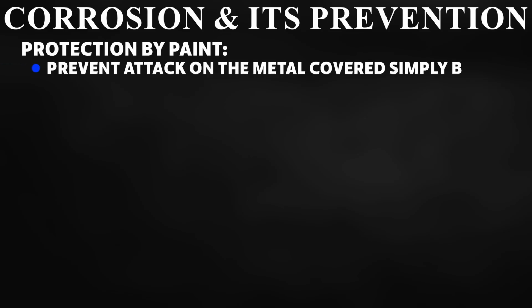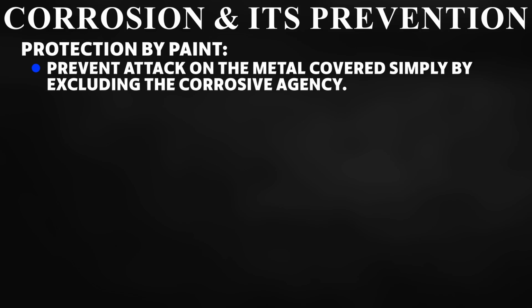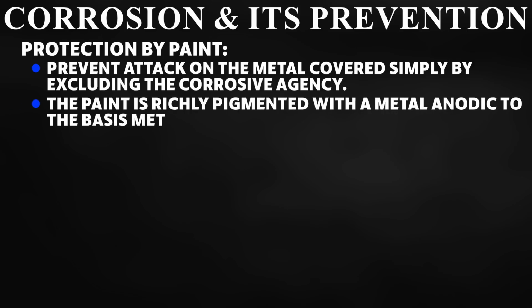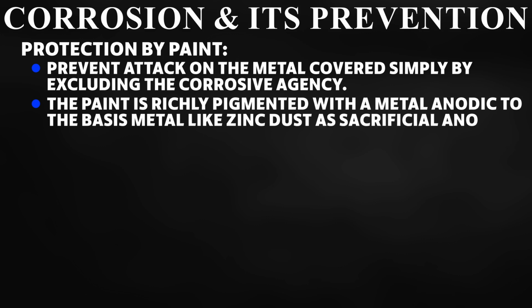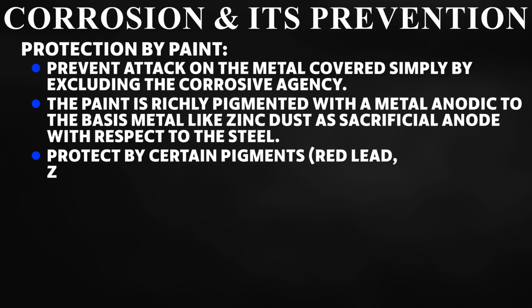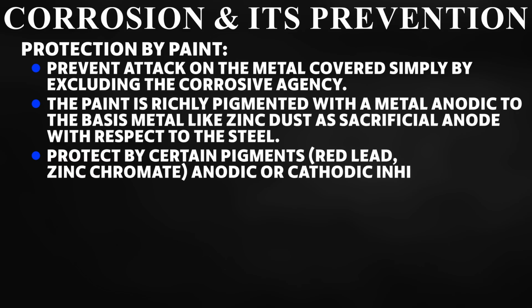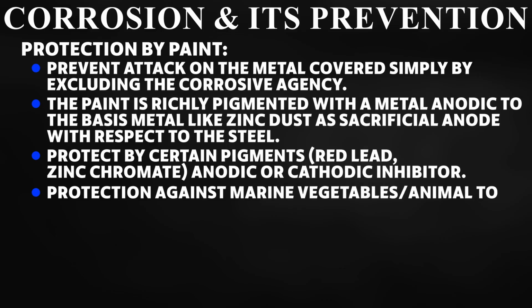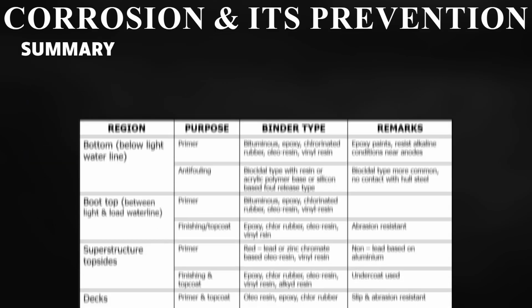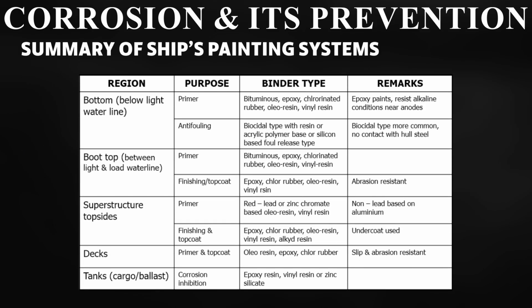Protection by paint prevents attack on the metal covered simply by excluding the corrosive agency. The paint is richly pigmented with a metal anodic to the base metal, like zinc dust, as a sacrificial anode with respect to the steel. Protection by certain pigments, red lead, zinc chromate, acts as an anodic or cathodic inhibitor. Protection against marine vegetation and animals growing on the underwater area is by antifouling paint. Summary of ship's painting systems.